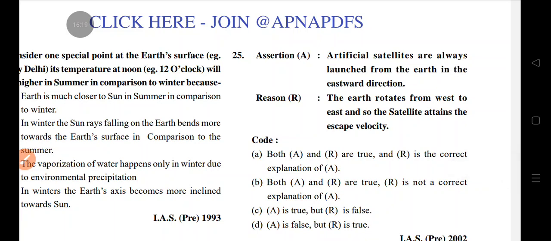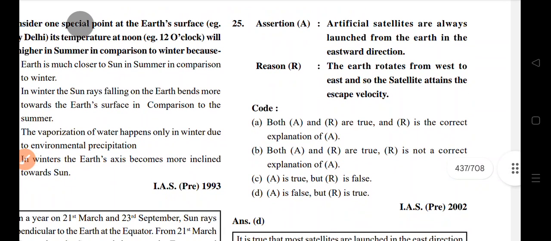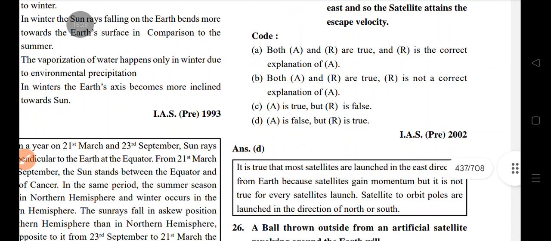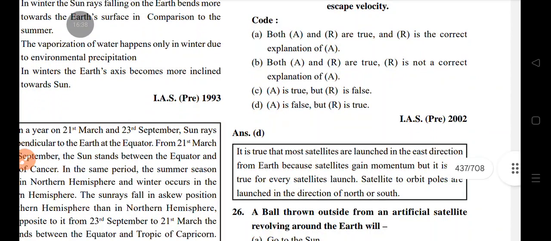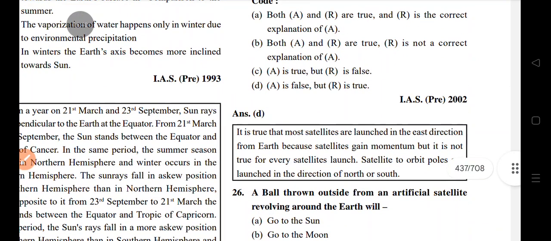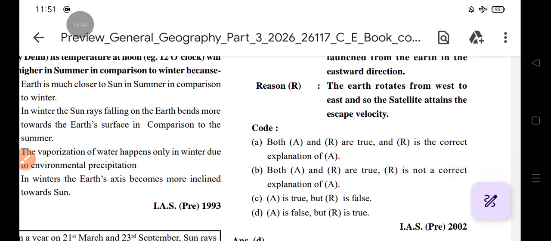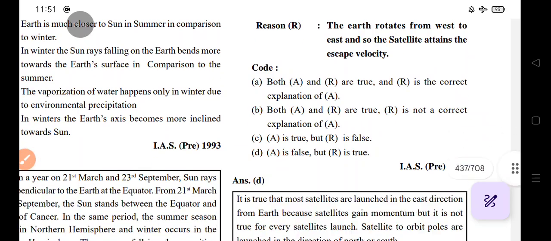Artificial satellites are always launched from the Earth in the eastward direction, because the satellite gains momentum from the Earth's rotation, but it is not true that satellites that orbit the poles are launched in the direction of north or south. The Earth rotates from west to east, and so satellites attain escape velocity.